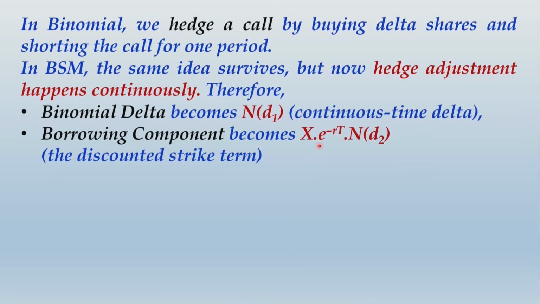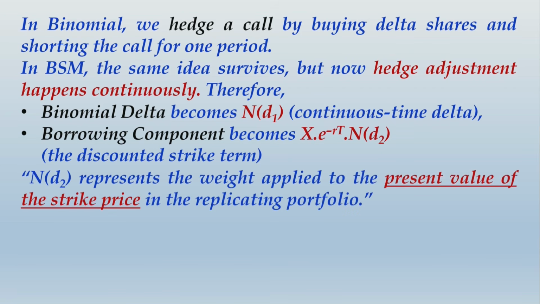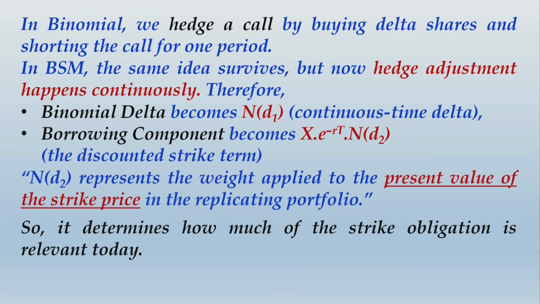and that present value factor, when multiplied to X, you will be getting the present value of exercise price, and that will be multiplied to N of d2. So this is the discounted strike term. N of d2 represents the weight applied to the present value of strike price in the replicating portfolio. So it determines how much of the strike obligation is relevant today.